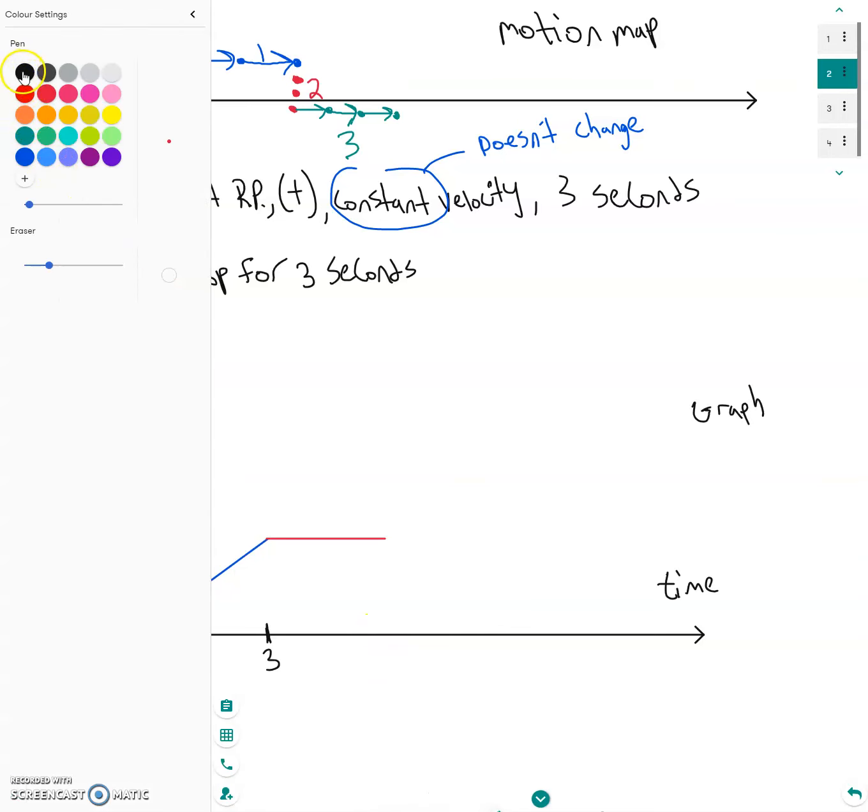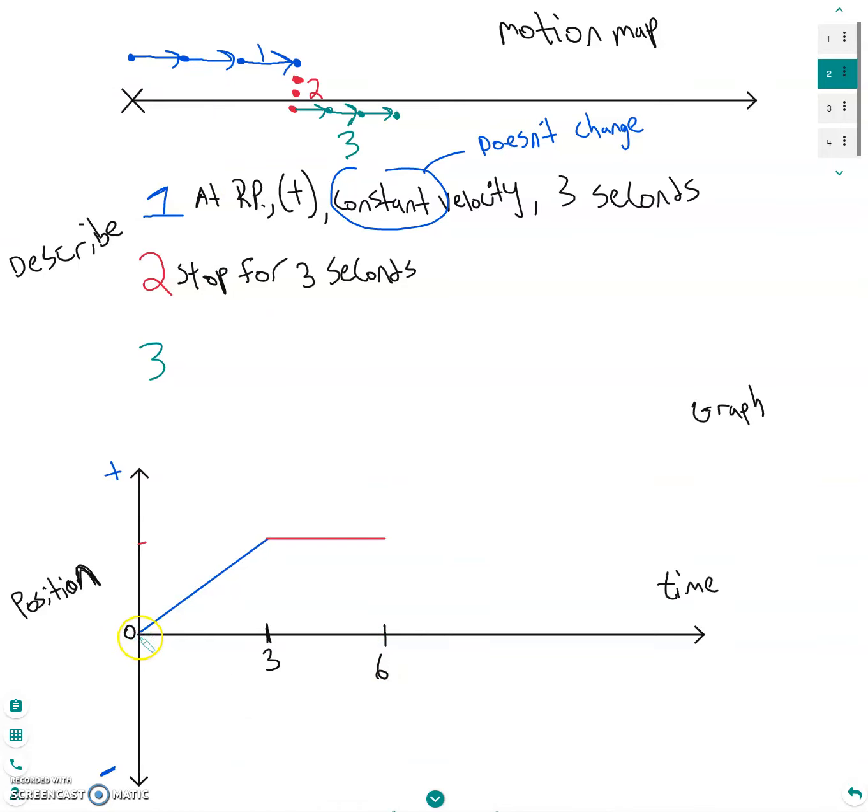you want to put another 3 here, right? So that would be 6 total seconds. So 0 seconds and position of 0. We've now increased our position. So let's say that we are at a position of 5 meters or something. Okay, so we went 5 meters away, right? I made this number up. You will not need to do that necessarily, but you can think about it that way. All right, so we did that for 3 seconds.